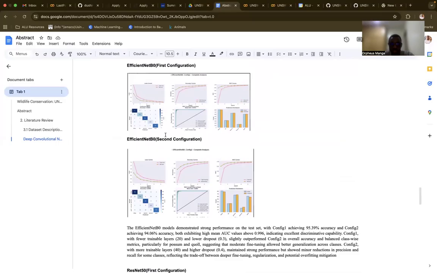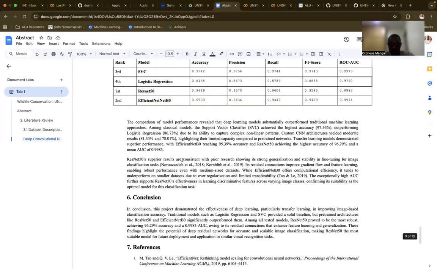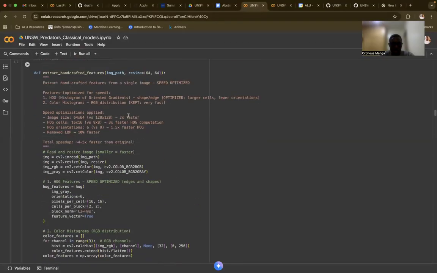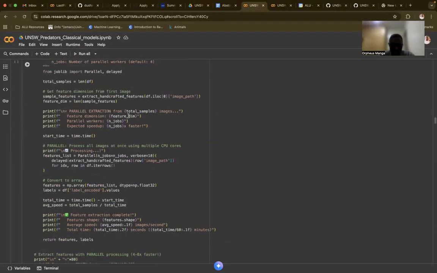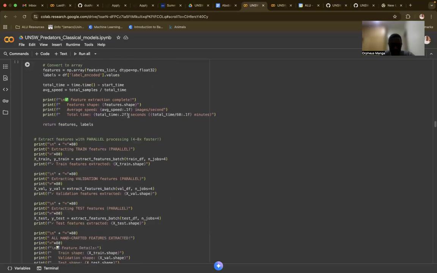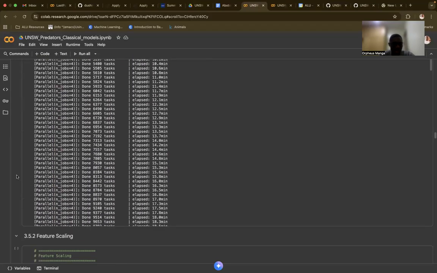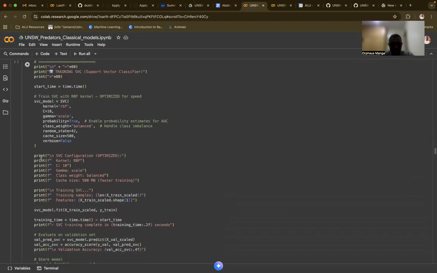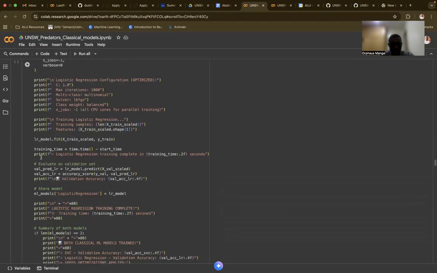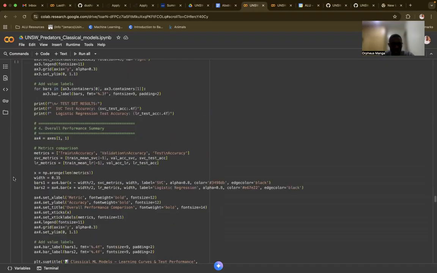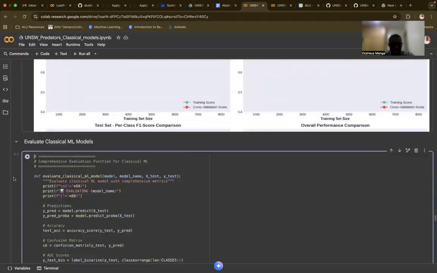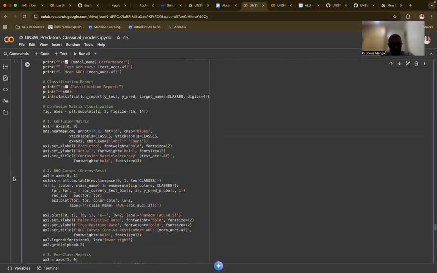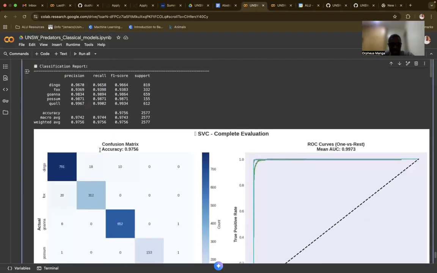So these are all the different graphs that I plotted. I'm going to show you how the different models were built. This was the extraction part for the classical ML models. Then there was scaling. I had to scale the data so that it could be trained. This was the training, and after training, I visualized it with a confusion matrix to see the accuracy and how well the model was performing.